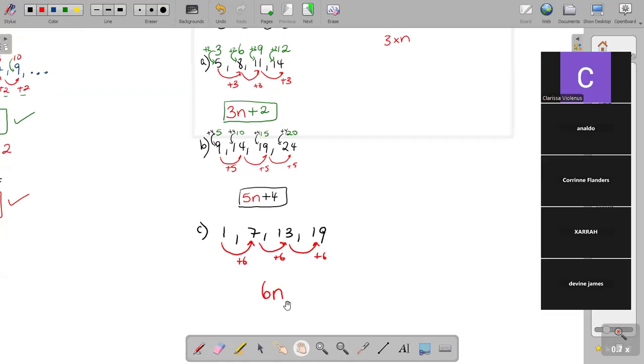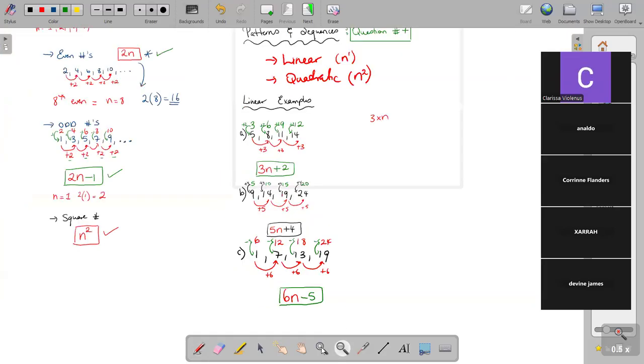What does that mean? That means we're counting in sixes, right? So what number should be above here? 6, 12, 18, 24. Now, who could finish the formula for me? How do I go from 6 to 1? Excellent. I'm minus 5. 12 to 7, I'm minus 5. 18 to 13, minus 5. So, everybody, what is our formula? 6n minus 5.